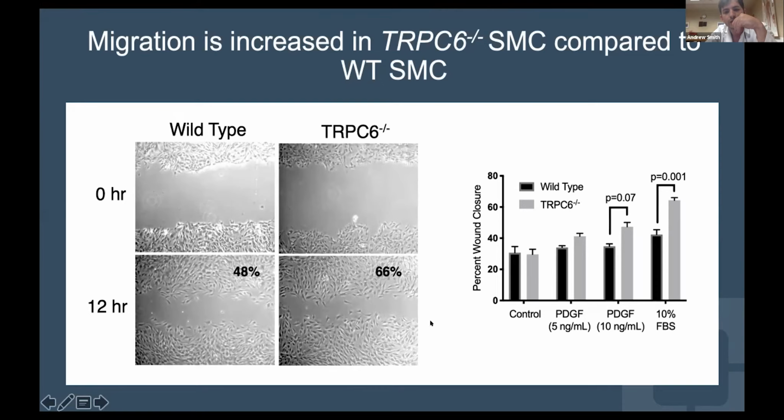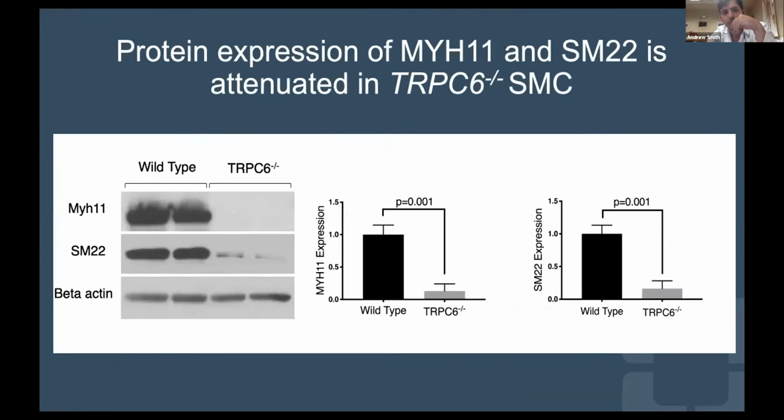And what we found was that there was a significant increase in percent wound closure and cell migration in growth factor stimulated TRP6 knockout primary aortic smooth muscle cells compared to wild type smooth muscle cells. So these results in tandem suggested that proliferation and migration, or neointimal hyperplasia associated type behaviors, seem to be increased in TRP6 knockout primary aortic smooth muscle cells.